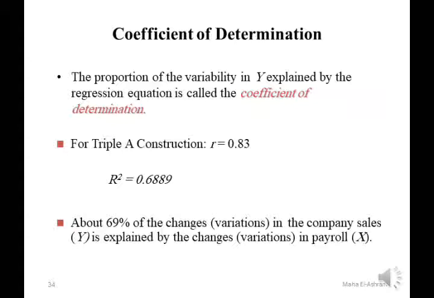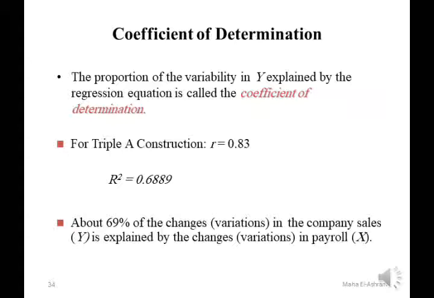From R, I can calculate the coefficient of determination, which is called R squared. So this capital R squared is what is called the coefficient of determination. How do we calculate this? You calculate it by squaring the value of small r. So the coefficient of determination is equal to the square of the correlation coefficient. Now, what does it measure exactly? The coefficient of determination measures the proportion of variability in y that is explained by the regression equation.